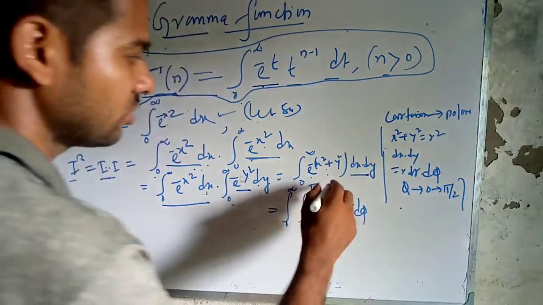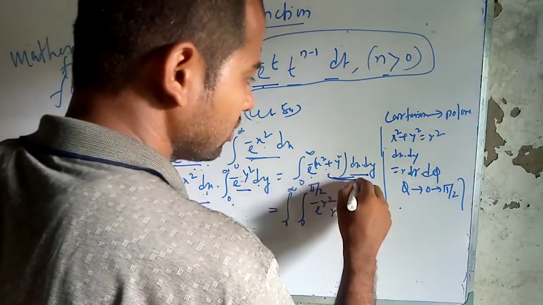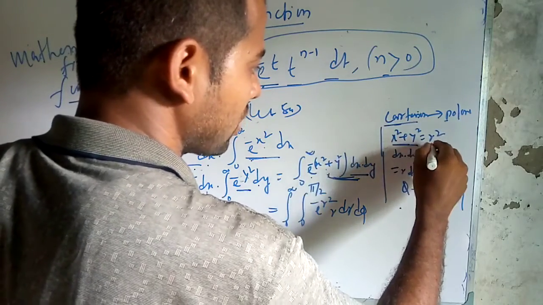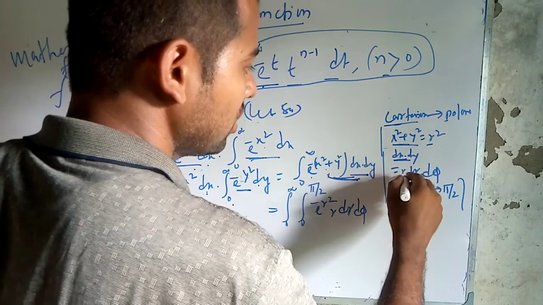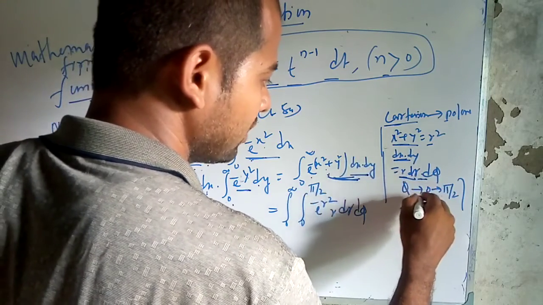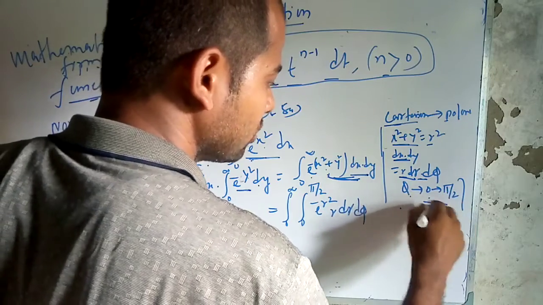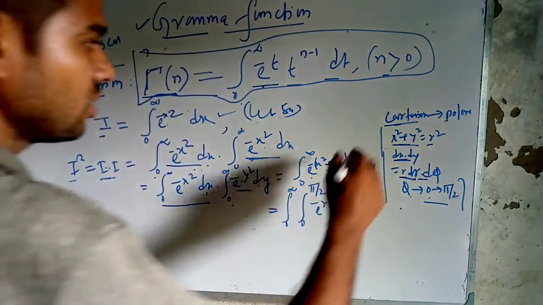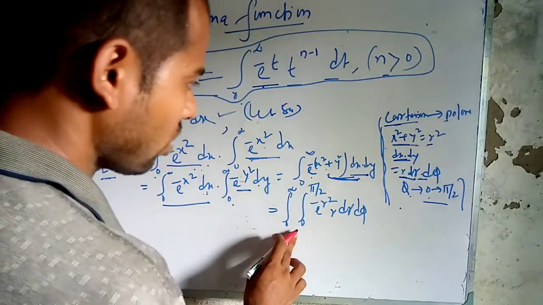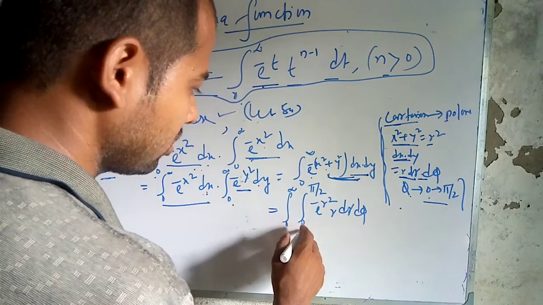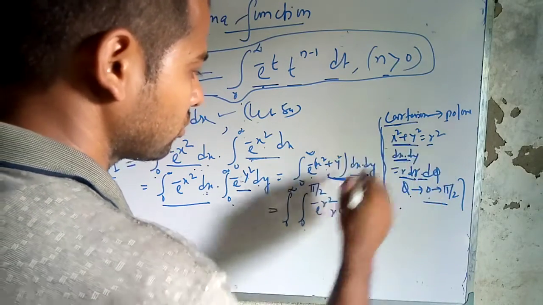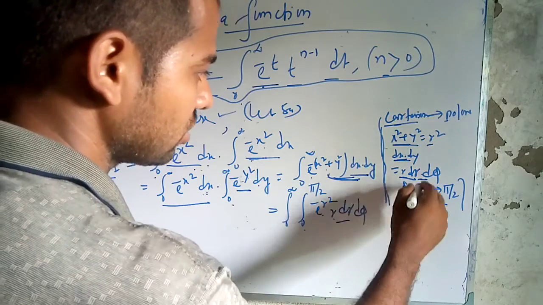This is in Cartesian coordinates. If we change Cartesian to polar coordinates, x square plus y square is equal to r square, and dx dy will be r dr d phi, where phi goes from 0 to pi by 2. So the double integral is r from 0 to infinity and phi from 0 to pi by 2 of e to the minus r square, r dr d phi.